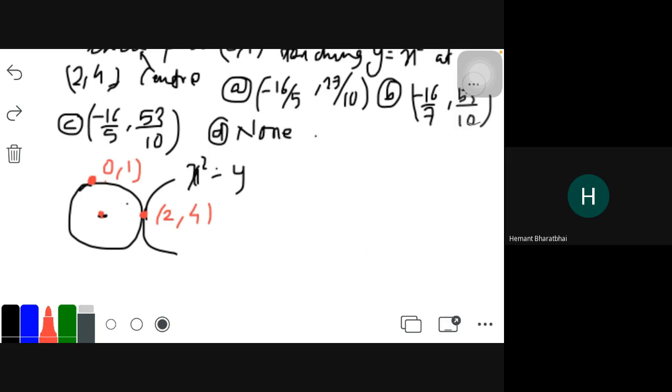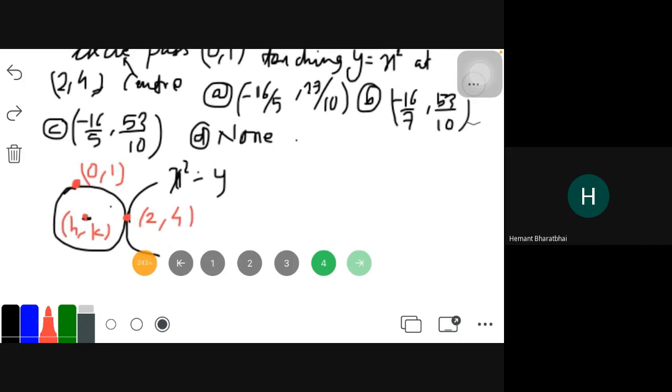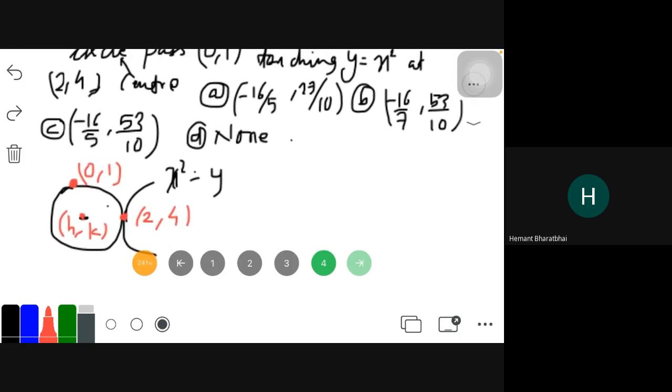So the center is going to have two unknowns. We know the center we give it as h comma k, or we also give it as minus g comma minus f. So there are two unknowns, so you require two equations. So you have to think in those terms. From where are you going to get two equations? So two equations, two unknowns. So the very first and the easiest way to do it is this 0, 1 passes through.